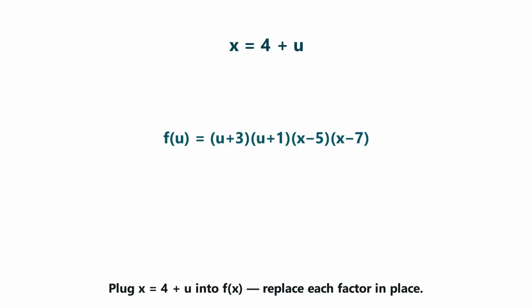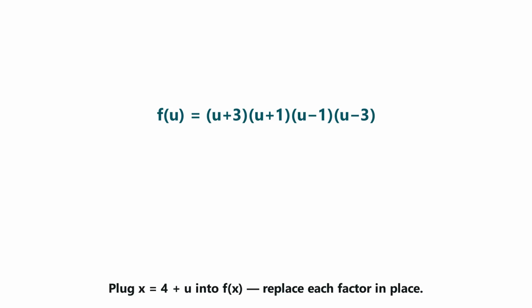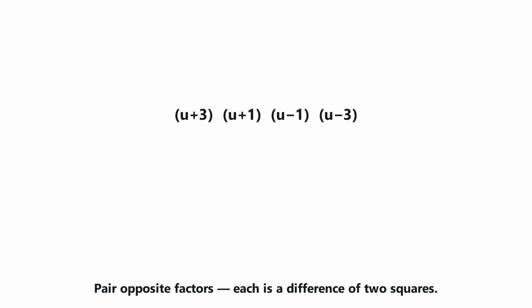Now slot 4 plus u into each factor. X minus 1 becomes u plus 3, x minus 3 becomes u plus 1, and so on. The other 2 factors become u minus 1 and u minus 3. So the shifted function f of u is u plus 3 times u plus 1 times u minus 1 times u minus 3. Now you should see what's gone on here. Now we compare the opposite factors. U plus 3 times u minus 3 gives u squared minus 9, and u plus 1 times u minus 1 gives u squared minus 1, the difference of two squares.